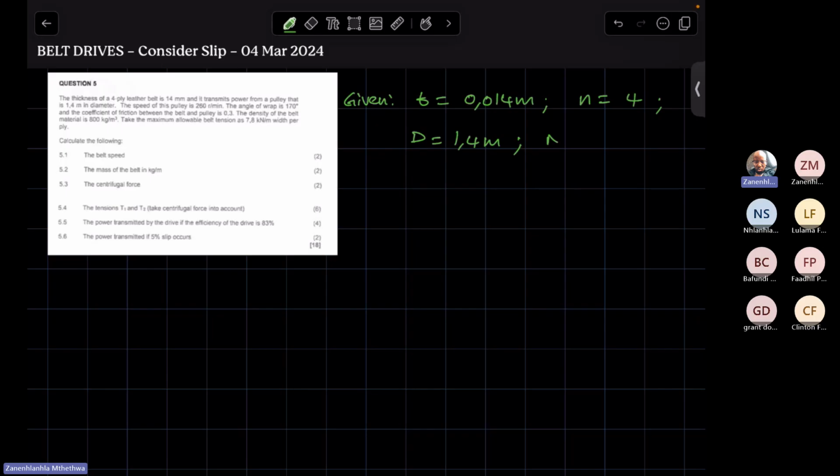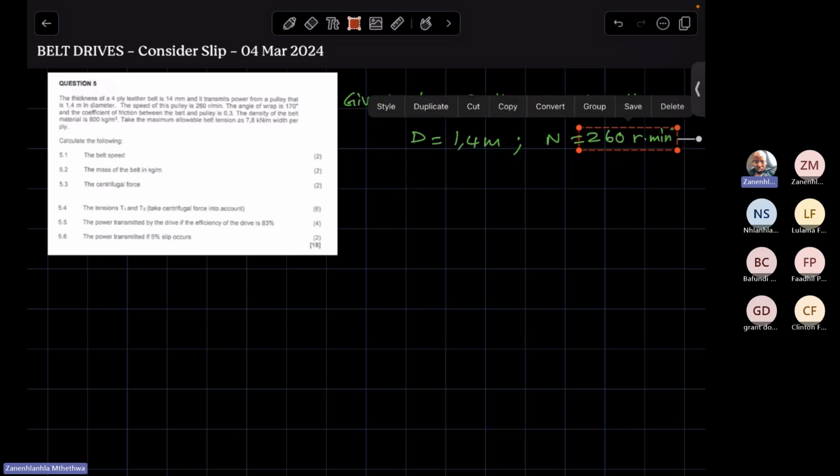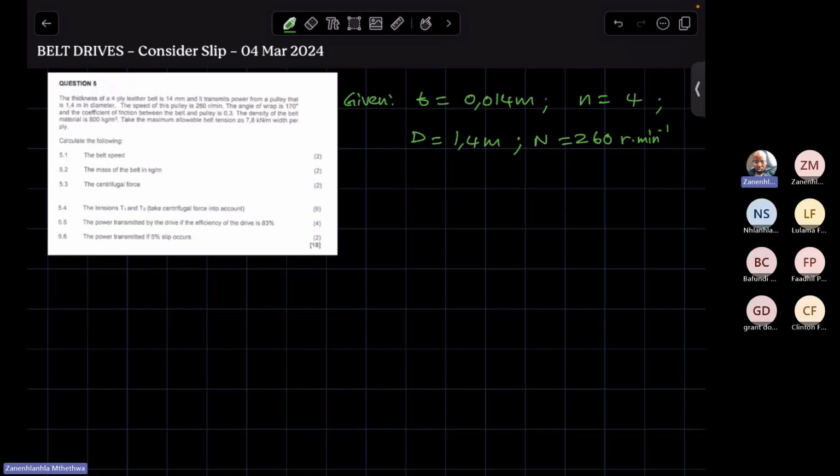The speed of this is 260 revs per minute. So they've given us the pulley's corresponding rotational frequency, which is 260 revs per minute. What else have they given us? The angle of wrap, or angle of contact, that's the same thing. The angle of wrap, which is our theta, is 170 degrees.